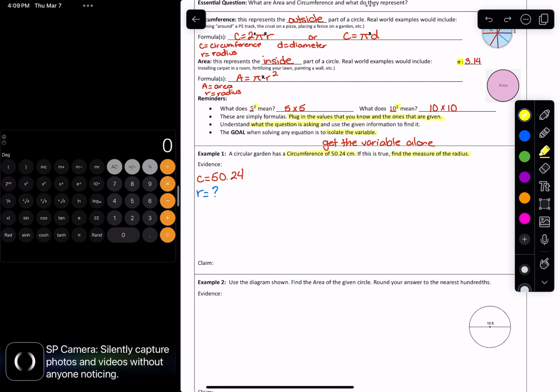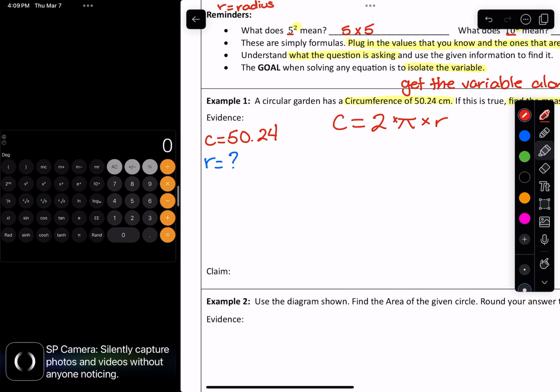And to me, the only one that has that is this one: C equals 2 times pi times r. Okay, so what I'm going to do now is just replace my letters with the numbers that I have associated with them. So that C gets replaced with the 50.24.